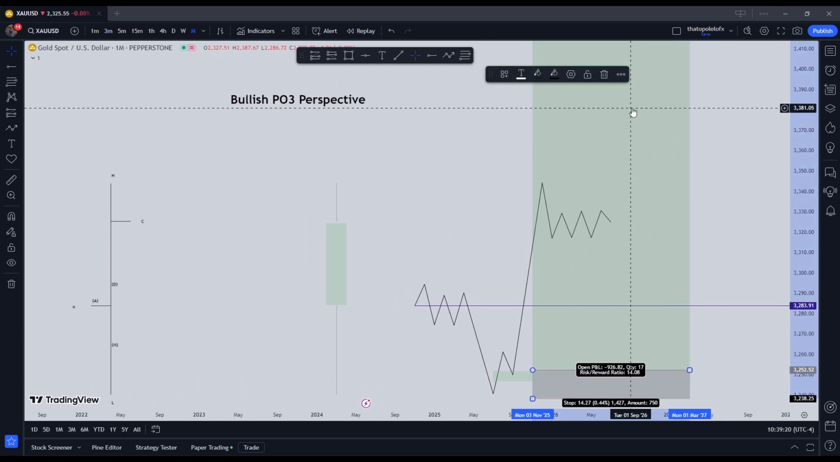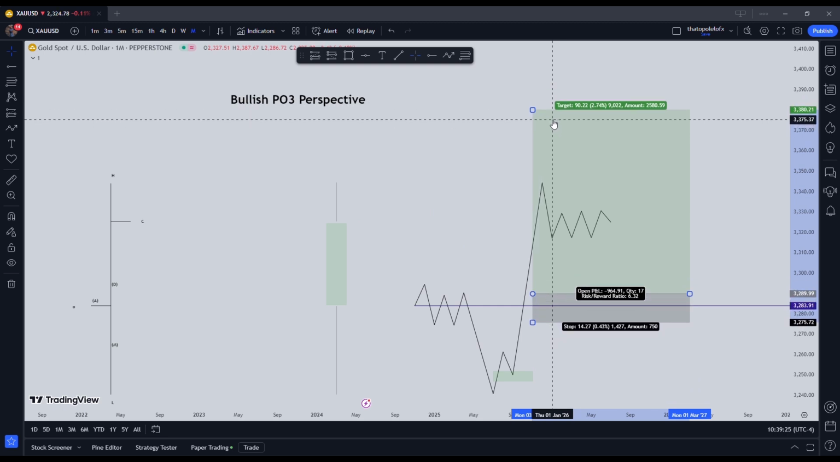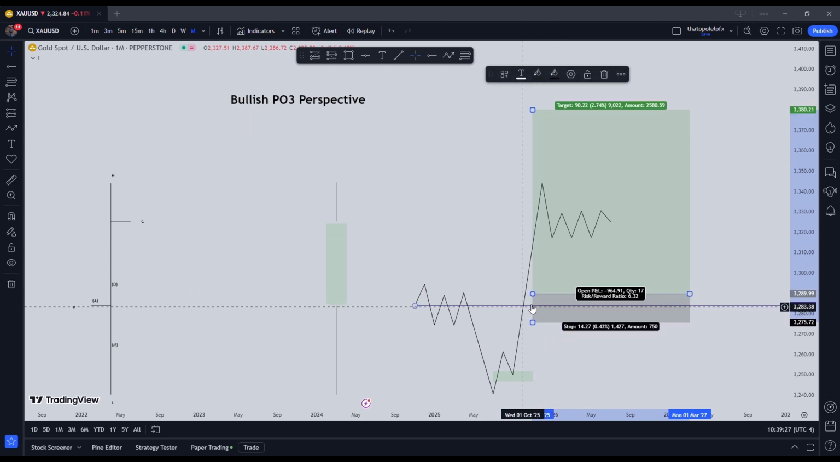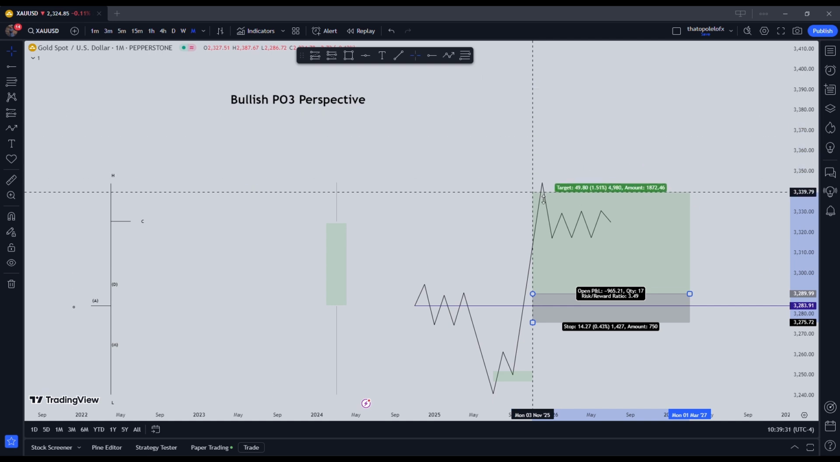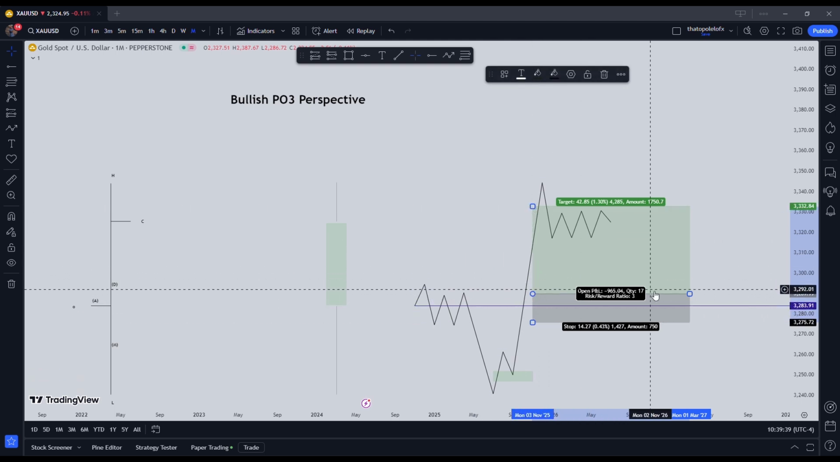So let's say opening price here, and then you had an opportunity here. So 1:3. This right here is 1:3.